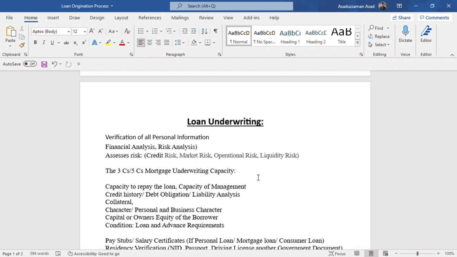These are capacity. Capacity means the capacity to repay the loan or loan installment with interest in due time. The borrower will be able to repay the loan at the right time with interest including principal. That is very important and it will be judged by the underwriter.